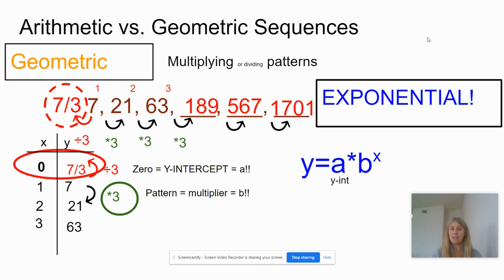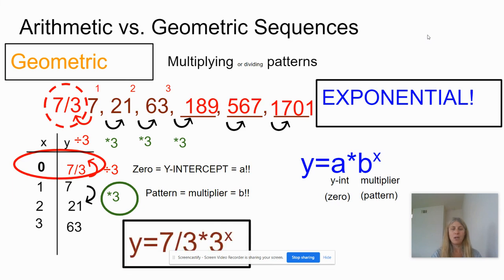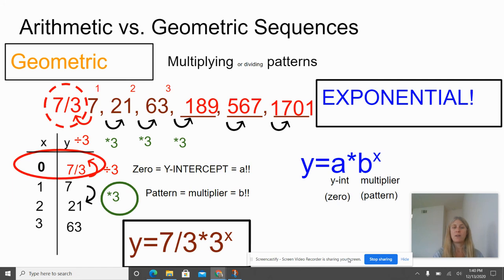Now my a is my y-intercept, which is my 0 figure, and my b is my multiplier, which is my pattern. So we have these 2 pieces of information. We're just going to fill in a and b. Y and x stay the same. So y is equal to 7/3 times 3 to the x power. So 7/3 times 3 to the x power. And this is our geometric equation, which is a pattern that is either multiplying or dividing.